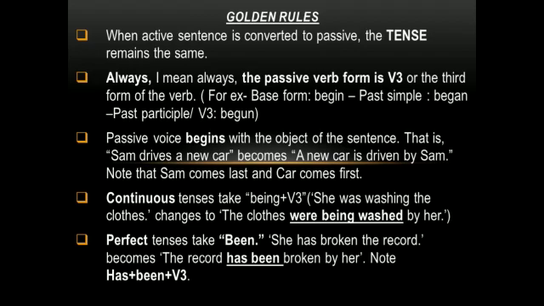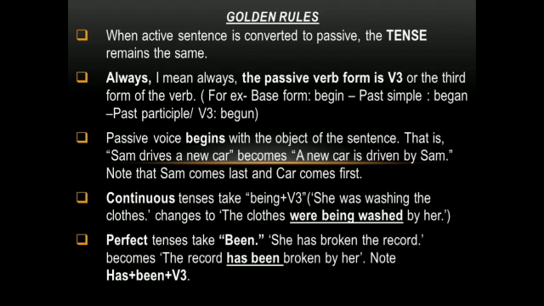The next one, continuous tenses take being plus V3. For example, she was washing the clothes. Can you see that washing the clothes? It is in continuous tense, right? Past continuous, because the helping verb is was, right? So if it is in the continuous tense, we need to add being along with the third form of verb. So it changes to the clothes, which was the object, has come forward. The clothes were being washed by her.